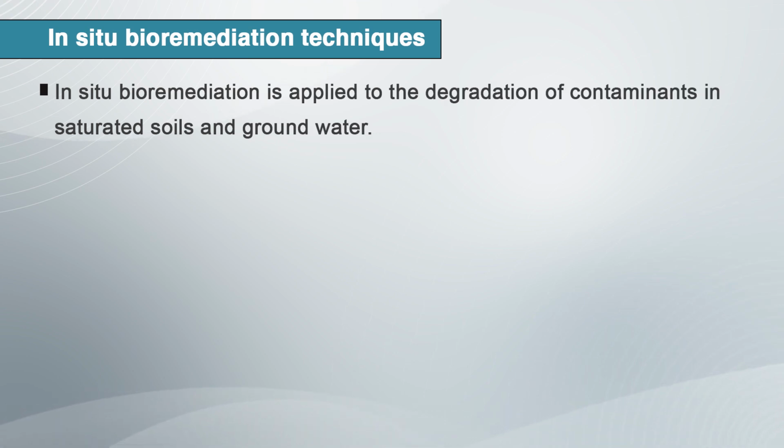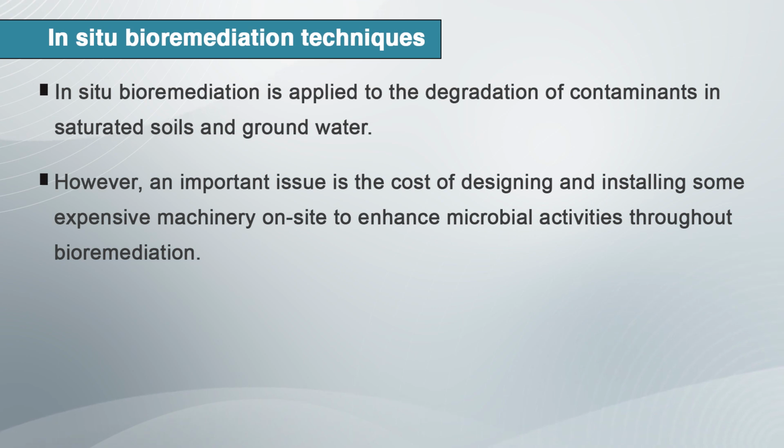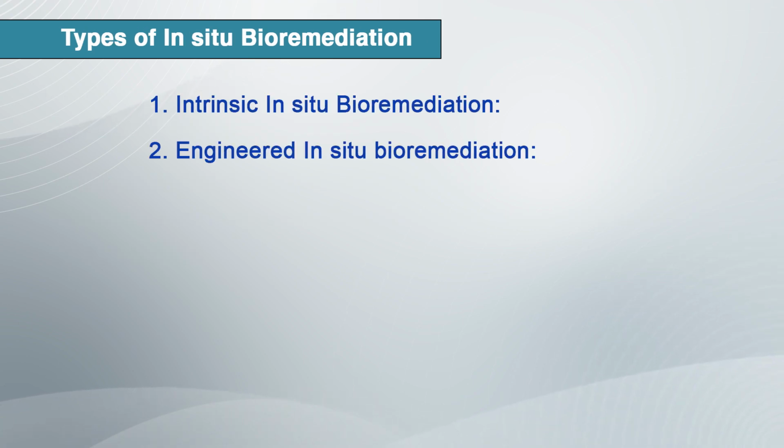In situ bioremediation is applied to the degradation of contaminants in saturated soil and groundwater. However, an important issue is the cost of designing and installing some expensive machinery. Types of in situ bioremediation: there are two types, first is intrinsic in situ bioremediation and second is engineered in situ bioremediation.